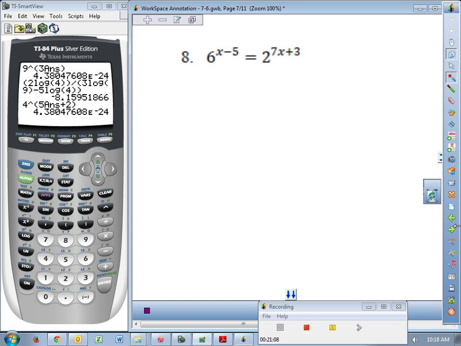Let's do that to this bad boy, right? What's our procedure? Log both sides. Go for it. Log both sides.